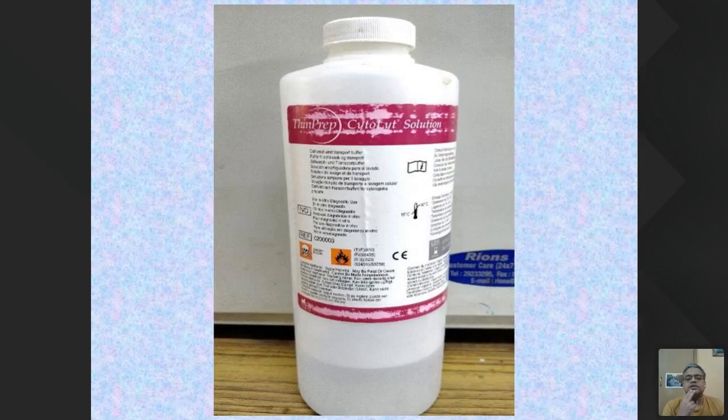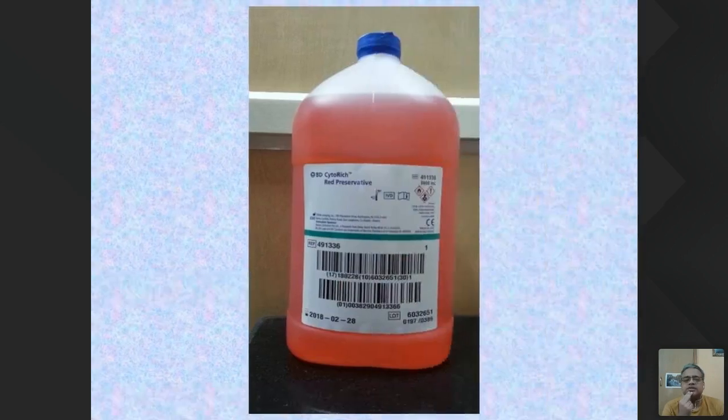So this is the Cytolite solution, which is a part of the Hologic or ThinPrep liquid-based cytology system, but we use it in routine also. This is the Cytorich fluid, which is one of the fluids used in the SurePath system. Both of them are equally efficacious.